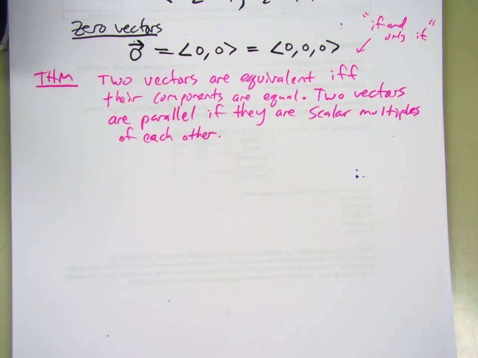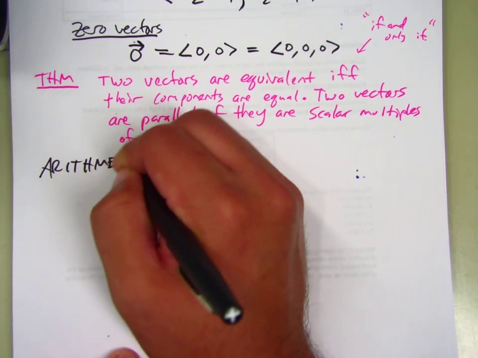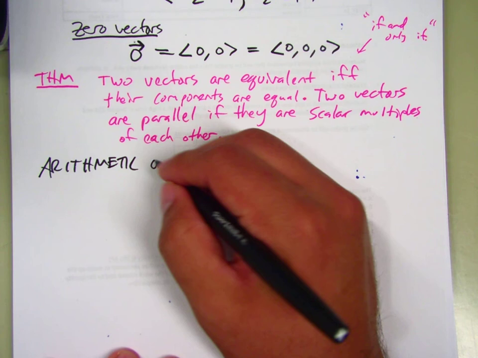Let's talk about some arithmetic operations. When does this period end, you guys? 34, okay.